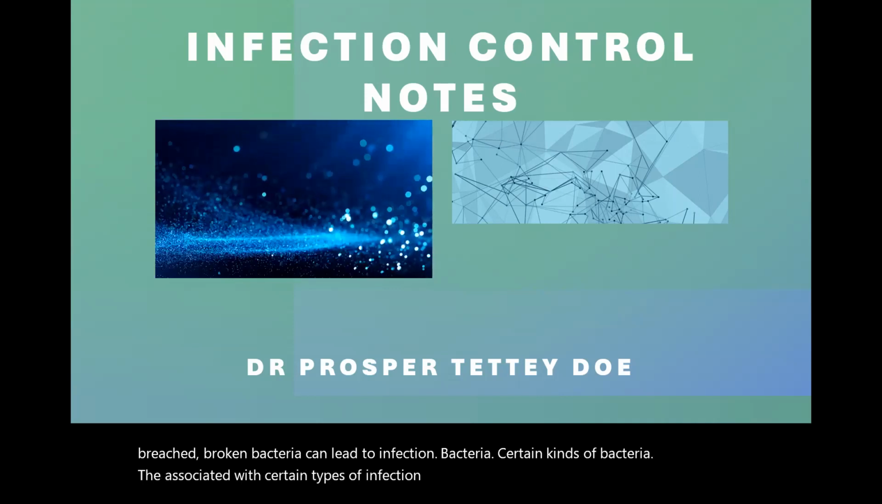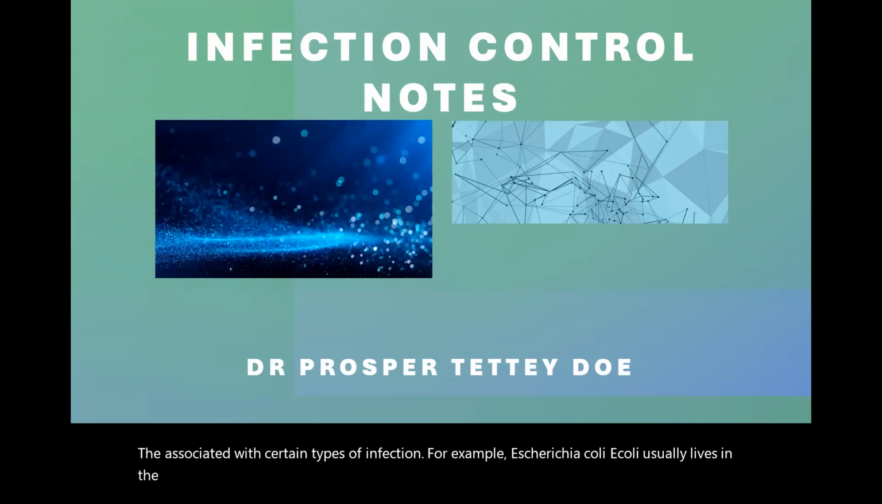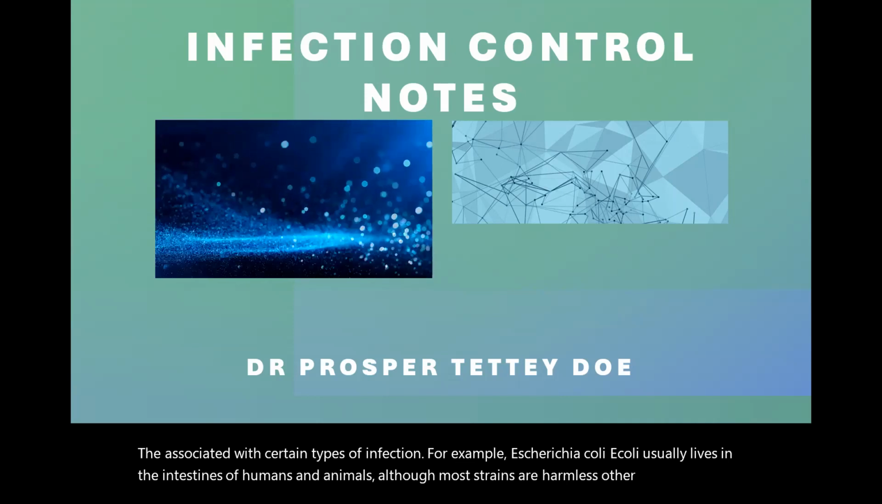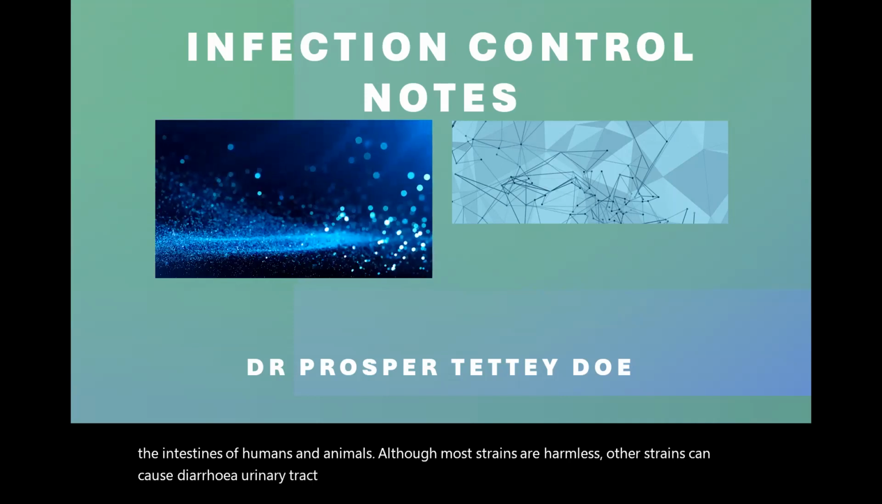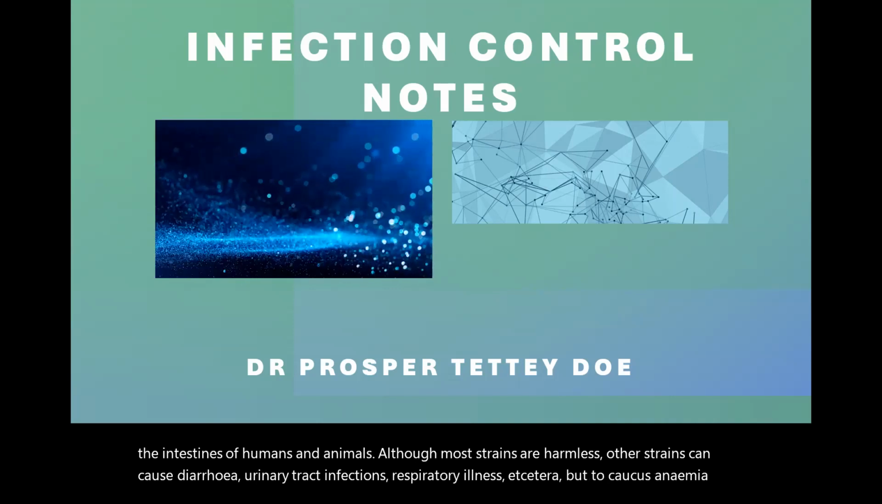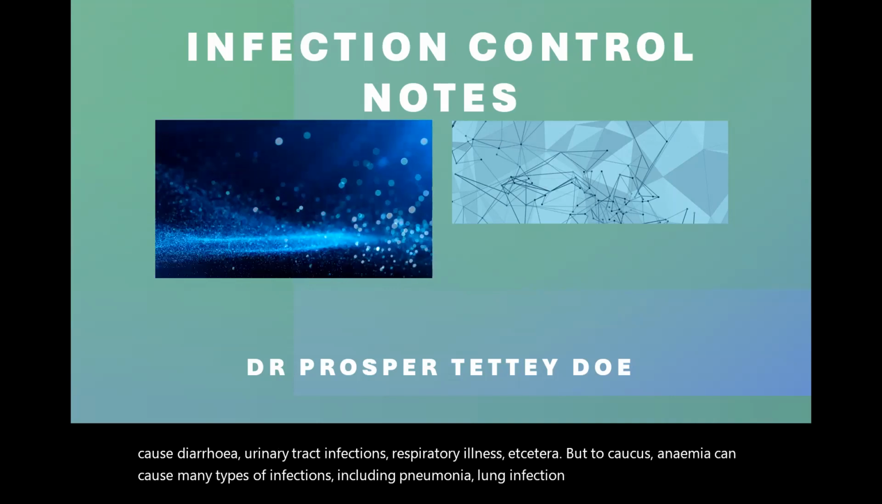Certain kinds of bacteria will be associated with certain types of infection. For example, Escherichia coli, E. coli, usually lives in the intestines of humans and animals. Although most strains are harmless, other strains can cause diarrhea, urinary tract infections, respiratory illness, etc. Streptococcus pneumoniae can cause many types of infections, including pneumonia, lung infection, meningitis, and infection of the lining of the brain and spinal cord.